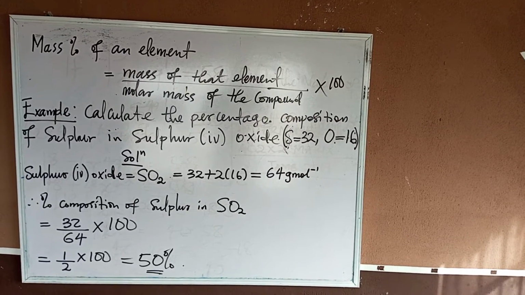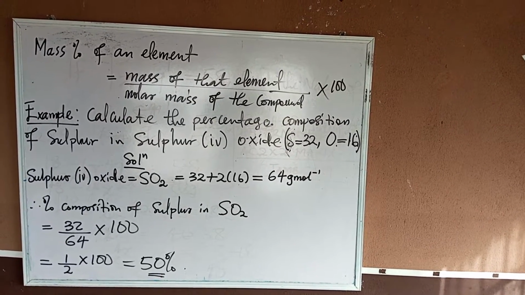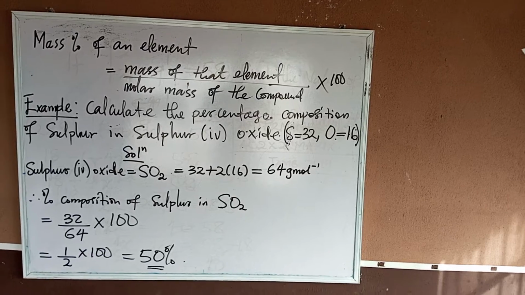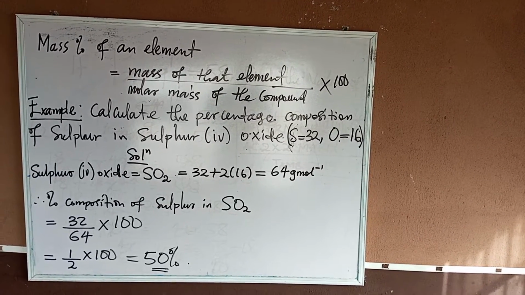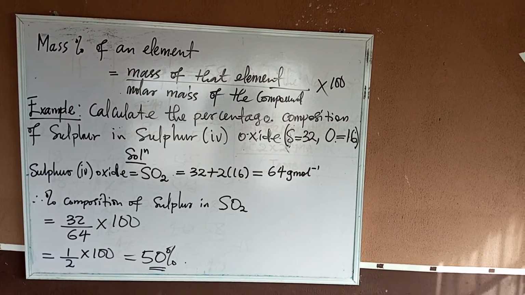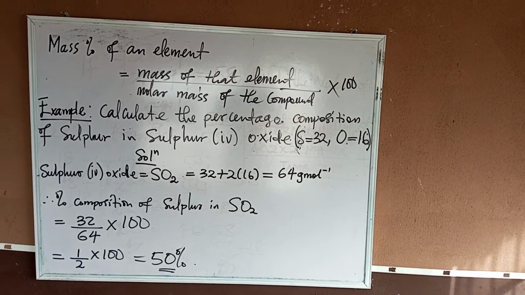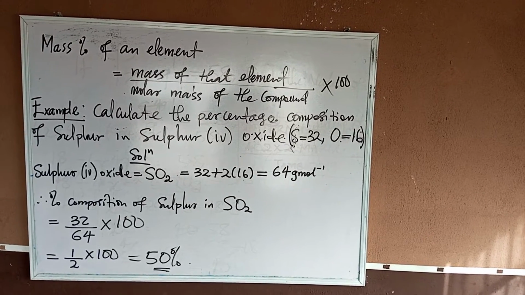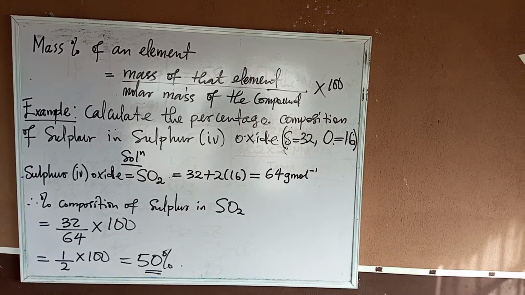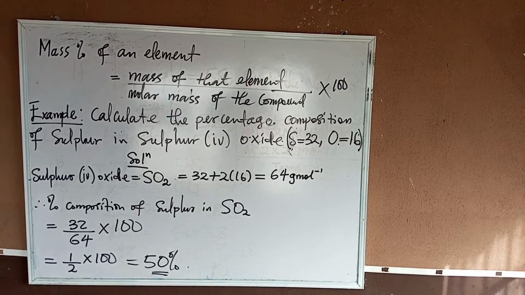Hello guys, this question on the board is all about percentage composition. In every compound you always see elements there, and a compound contains two or more elements joined together chemically. So each of these elements has a particular percentage in such a compound. How do we calculate the percentage composition of each of these elements?